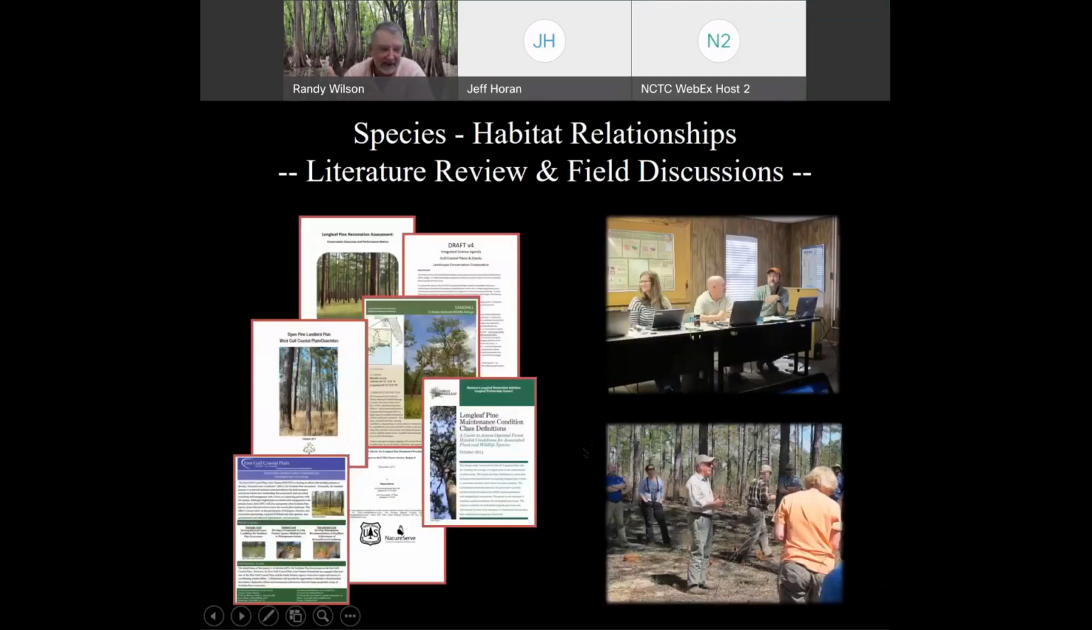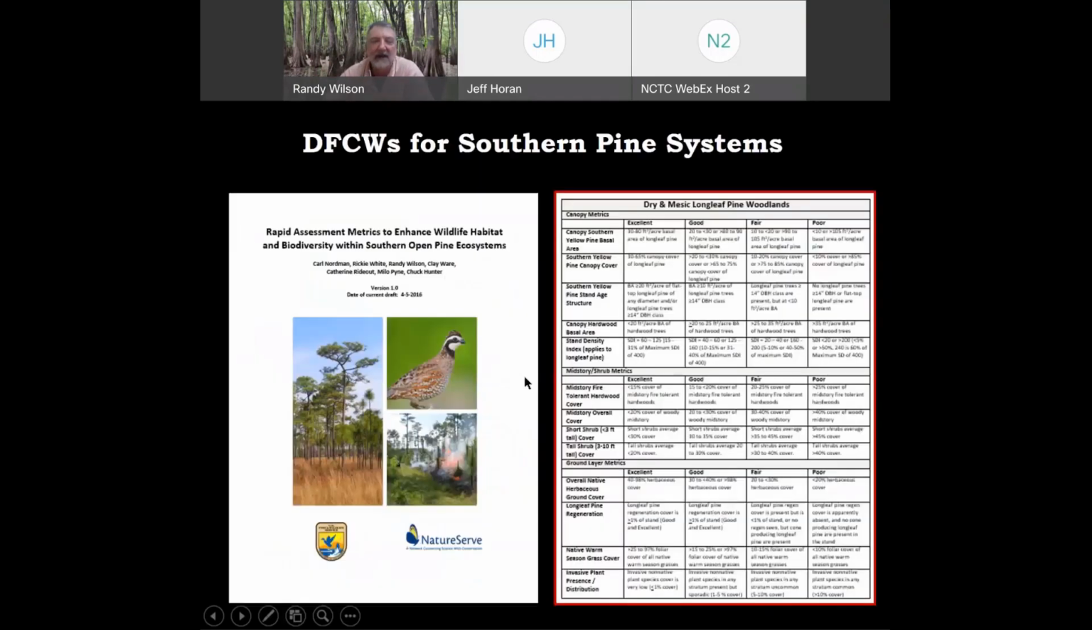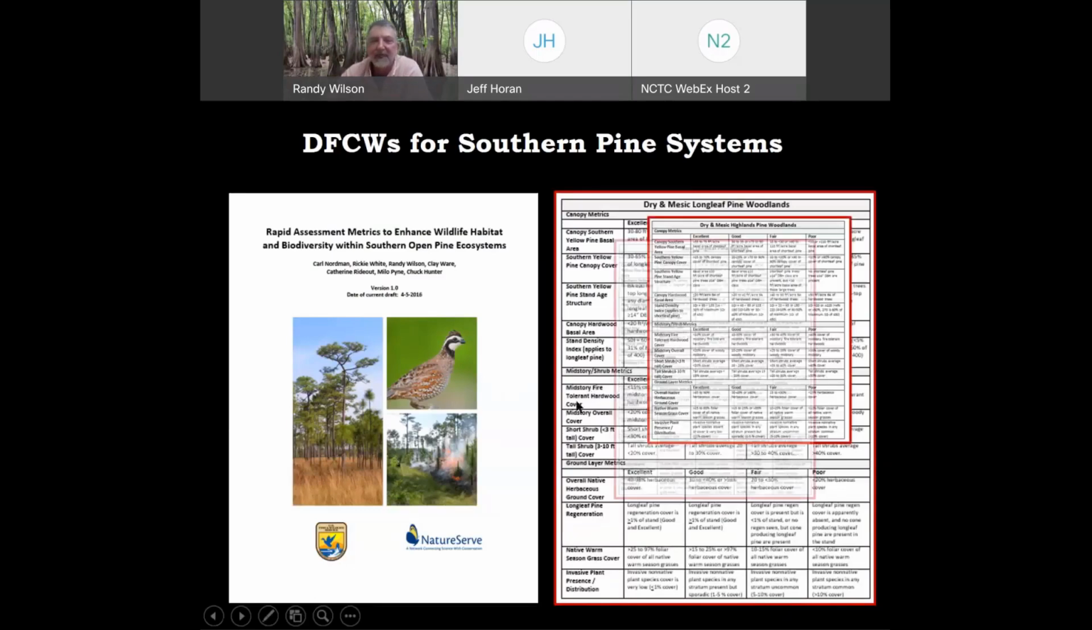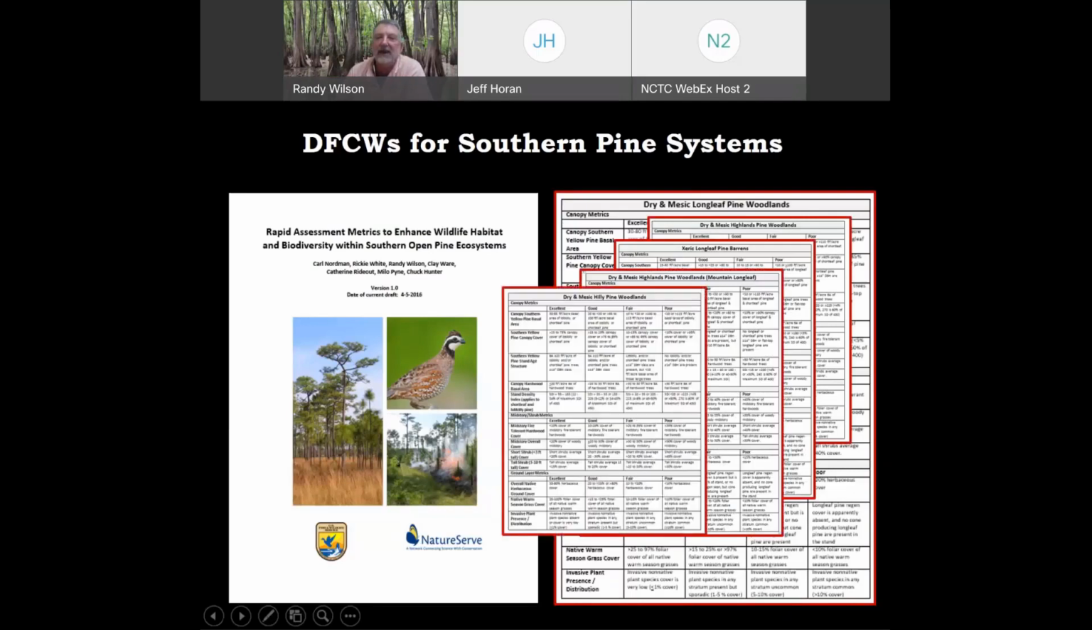Again, we went through the literature review and a whole series of field-based discussions with local managers to fine-tune the metrics and get them the way we thought they should be to meet reality. Those were then published in this document, Rapid Assessment Metrics to Enhance Wildlife Habitat and Biodiversity within Southern Open Pine Ecosystems. This is available on the East Gulf website, and I'll show you the link in a second. Within that, there's a series of tables that articulate those canopy metrics, or the structural metrics rather. And we did that for each of those southern pine systems.